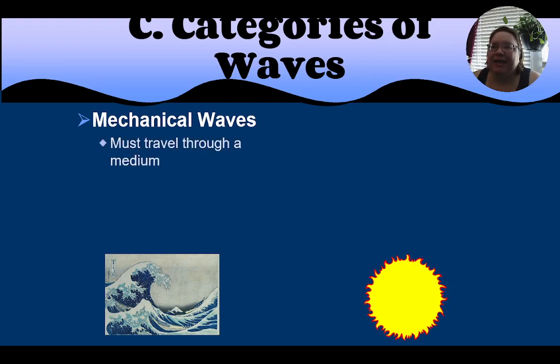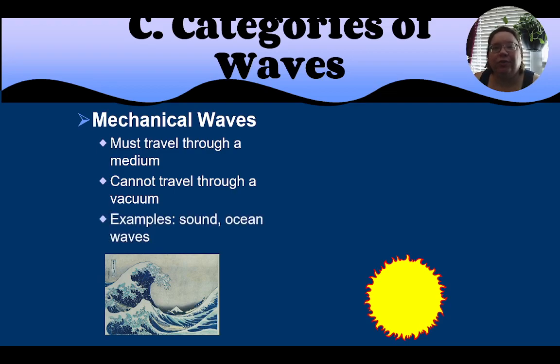Now, there are two main categories for waves. One is mechanical waves. A mechanical wave is a wave that must travel through a medium. It cannot travel in a vacuum. An example of mechanical waves, of course, is an ocean wave, or the wave that we saw with the people, or even a sound wave. Those are all mechanical because they cannot travel through empty space.